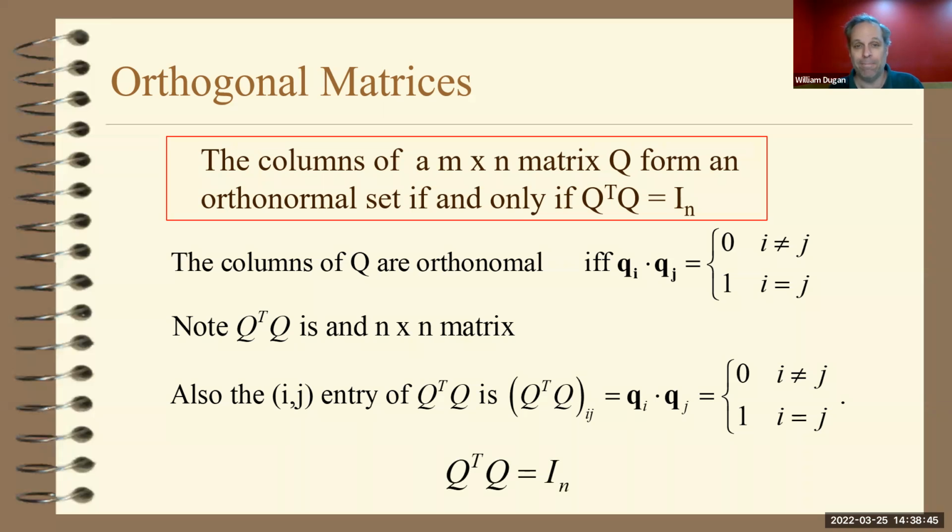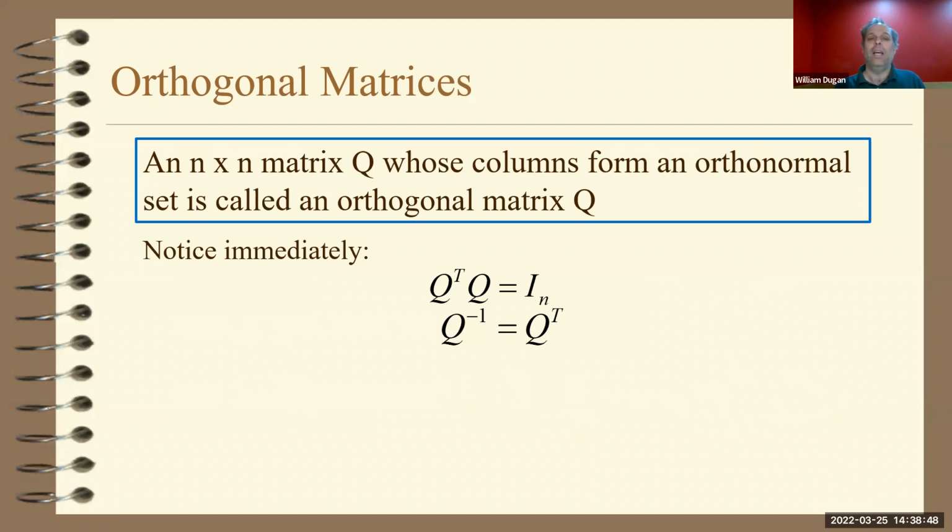Really easy. So because of this, an n by n matrix Q, notice it's a square matrix, whose columns form an orthonormal set, is called an orthogonal matrix. So by the previous theorem, instantly you get that Q transpose times Q is the identity matrix. But here, Q is an n by n matrix. Remember, that's important. The previous theorem didn't require that, but you only call a matrix an orthogonal matrix if it's square.